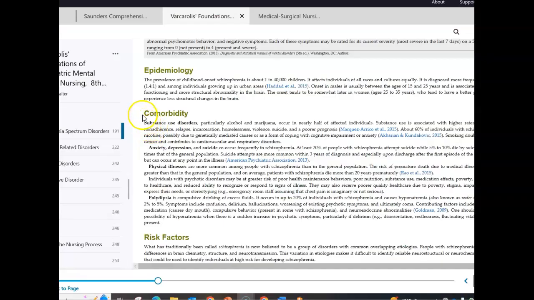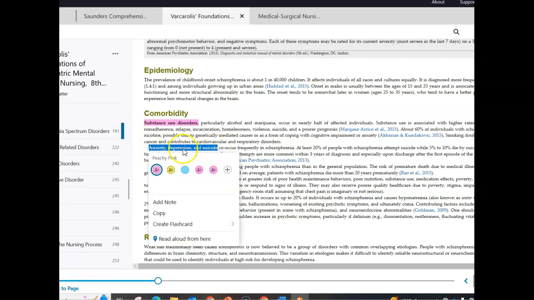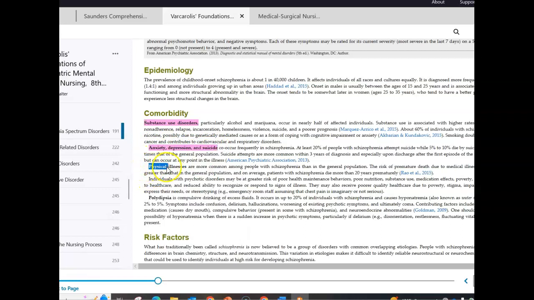These are some things that I just wanted to make sure you understand. Comorbidities are things that we'll find alongside. So we may see that our schizophrenia patients also have some substance use disorders, anxiety, depression, risk of suicide. There may be some physical illnesses that we see, risk of premature death, and polydipsia, where they have excessive drinking. So these are just things to look for when you have a patient with schizophrenia.